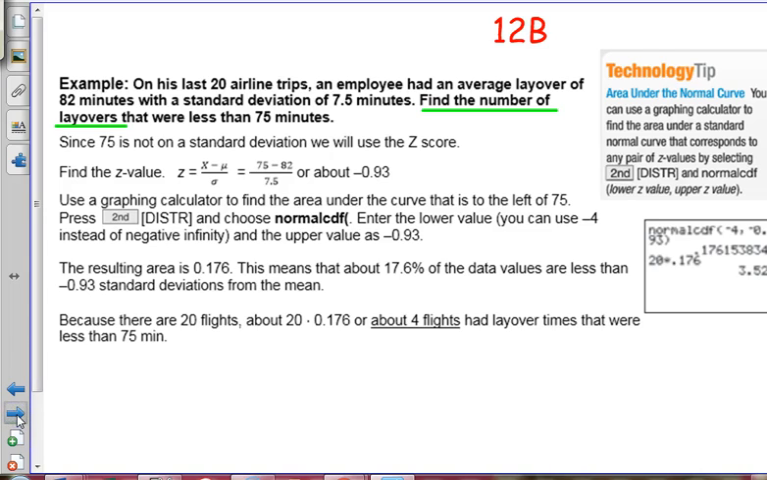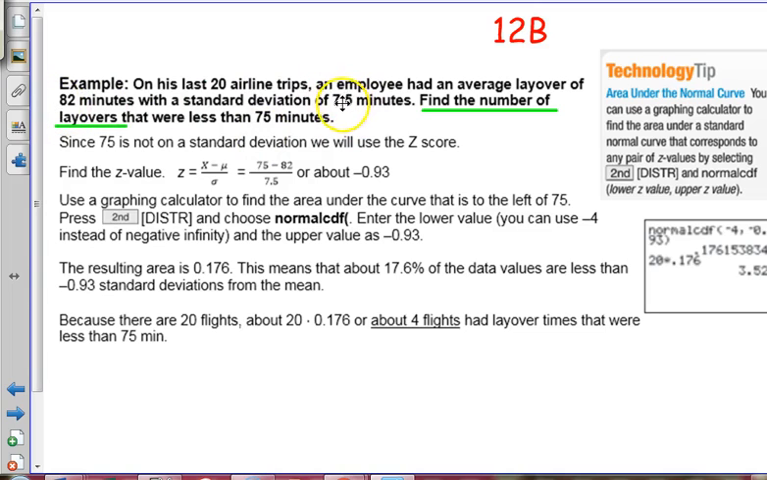Oh, maybe you still don't care about this one. Do you have this one on your paper? Yes, but it's done. Okay, let's go through it real quick, though, because I'm going to do it a little different than they did. I'm not going to bother with the z-score. It says, on his last 20 airline trips, an employee had an average layover of 82 minutes with a standard deviation of 7.5. Find the number of layovers less than 75 minutes. All right. From 82 to 75, is that exactly one standard deviation here?